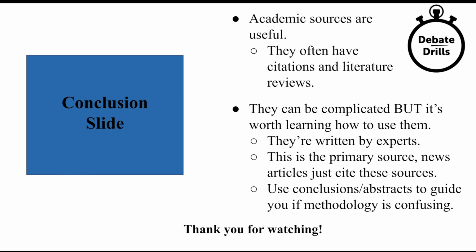Just as an ending note, academic articles can be complicated, but it's worth learning how to use the archives that allow you to access academic articles. The academic articles are written by experts. They're pretty much guaranteed to be better than any news source that's just writing stuff about the academic articles written by the experts. Additionally, this is a primary source. Like I was saying, news articles just cite these sources, so why not just cut out the middle person and look at the academic articles themselves?